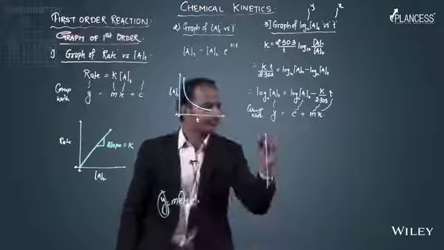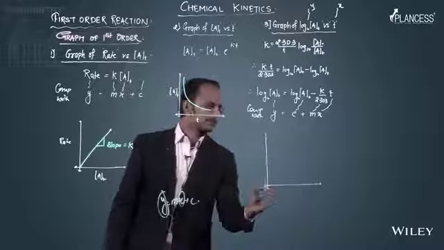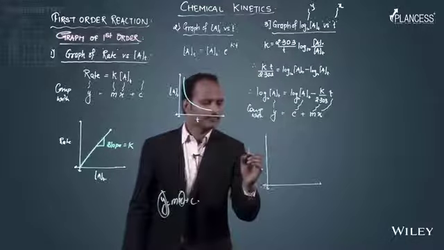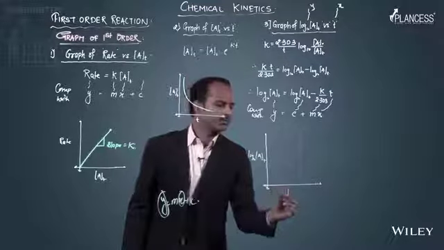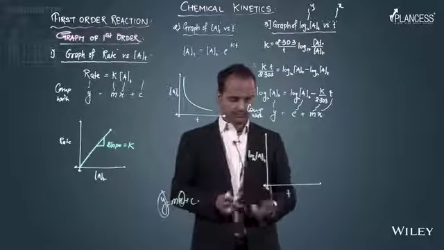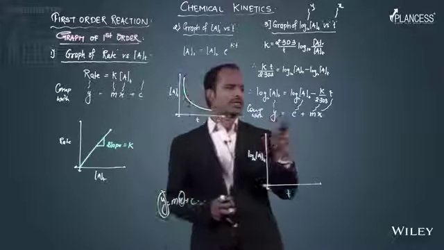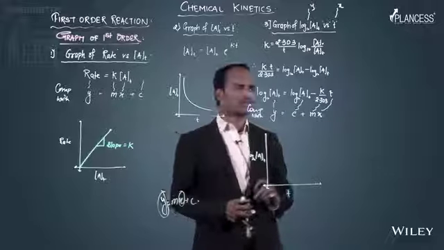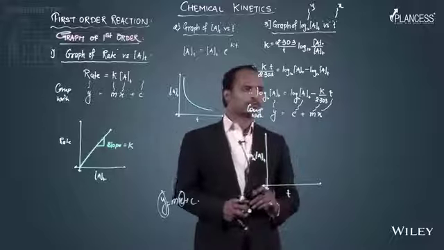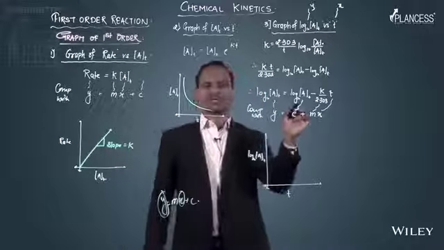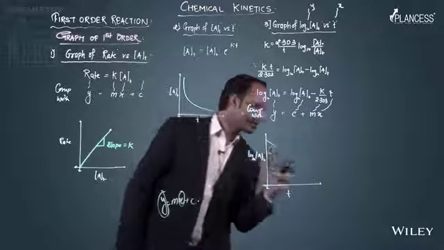So here, the nature of the graph: it is log to the base 10 at versus time, that is t. The graph is going to be a straight line because it is in the form of y is equal to mx plus c, but the slope is negative here, so the graph is going to be from top to bottom. And it will cut the y-axis also because we are having a y-intercept. So the graph nature will be something like this.